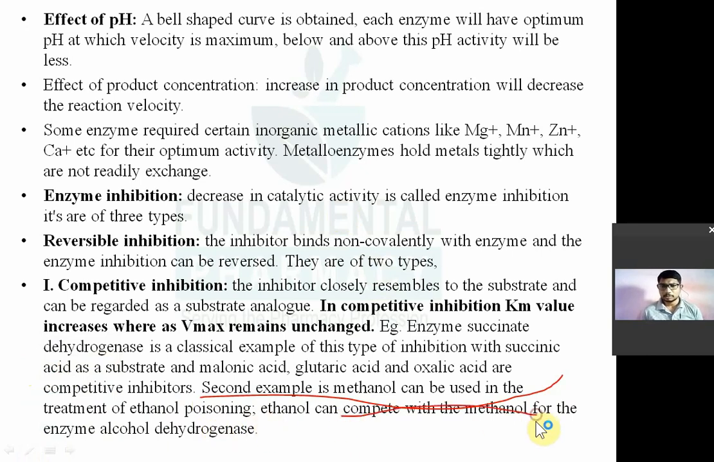If you get methanol poisoning, which enzyme metabolizes methanol? The enzyme is alcohol dehydrogenase. Methanol and ethanol have similar structure, that's why ethanol can compete with methanol for the alcohol dehydrogenase enzyme. Instead of methanol getting metabolized, your ethanol gets metabolized. So this is known as competitive inhibition.